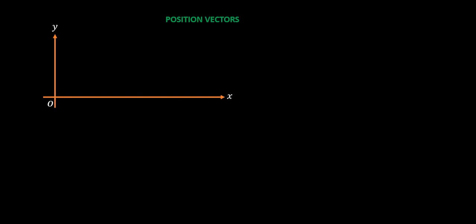Now, what are vectors really? Vectors are quantities that have what? Both size and direction. Often you may see magnitude and direction. Magnitude is the same thing as size.